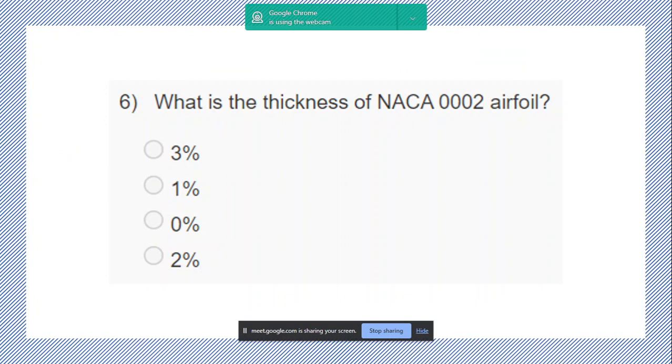What is the thickness of a NACA 0002 airfoil? This is simple. We had studied the four-digit series. The last two digits represent the thickness to chord ratio. In this case, it's just 0.02, which gives you 2%.